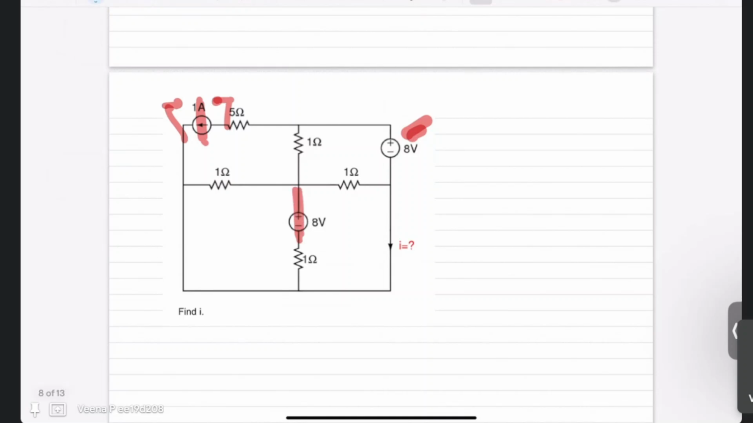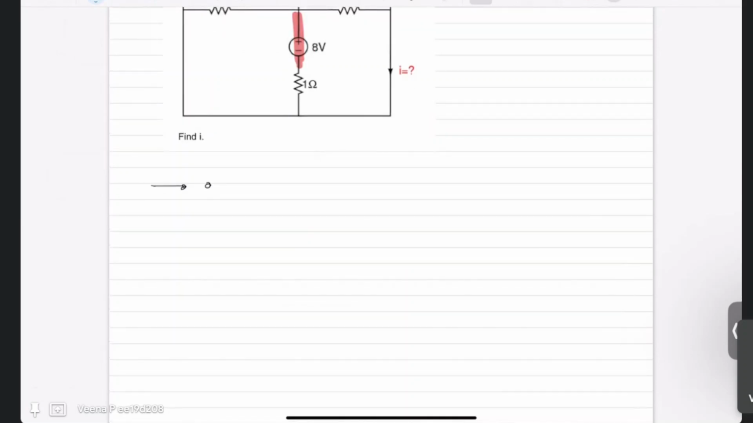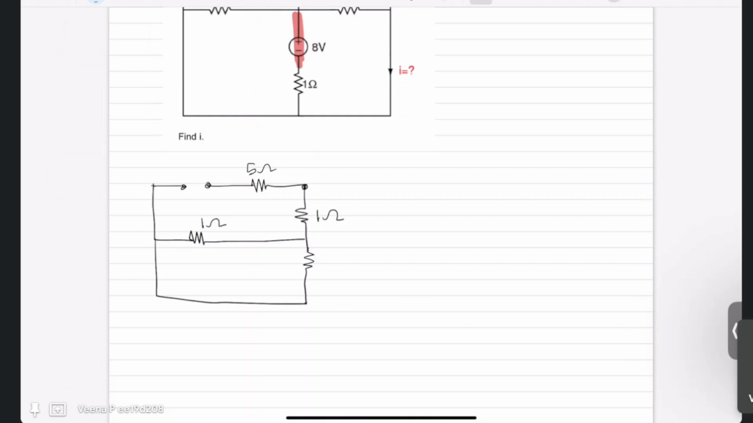So if I redraw the circuit, you're open circuiting your 1 ampere. You have your 5 ohm, but anyway you're open circuiting, so your 5 ohm doesn't play a role in the circuit. So you have your 1 ohm here, you have another 1 ohm here, you have your 1 ohm here, and there is a voltage source of 8 volts here. Now this current is your I02.